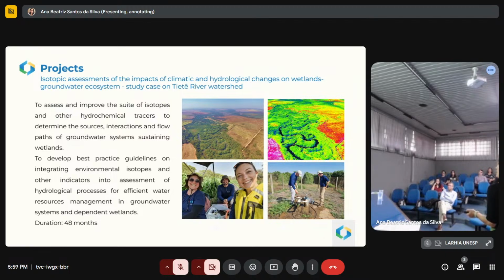We are also enrolled in this CRP that's coordinated by Lucy Ortega. That's isotopic assessment of the impact of climatic and meteorological changes on wetland and groundwater ecosystem. It's a case study in the CRP river watershed. Didier is with us also in this CRP. These are other colleagues that are participating in the project. And we are using on-site radon analysis to understand this connection with the wetland and try to better characterize the functioning of the hydrological system there.